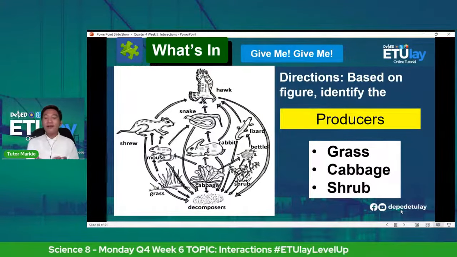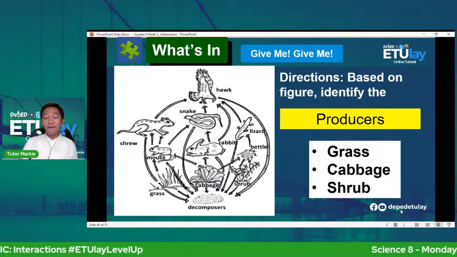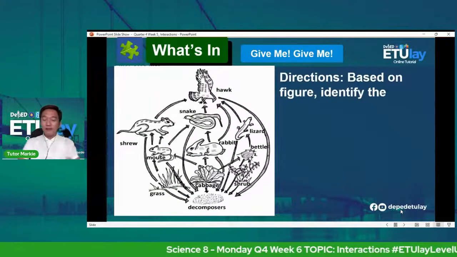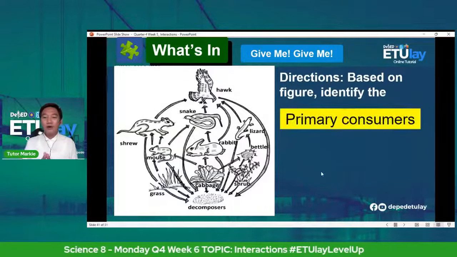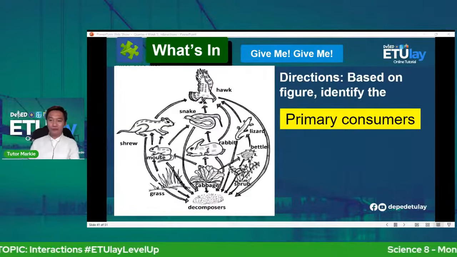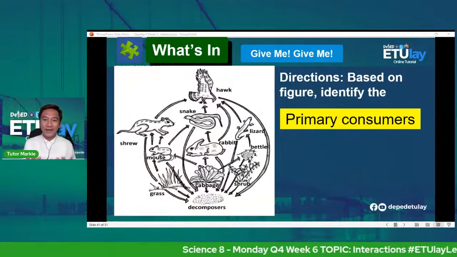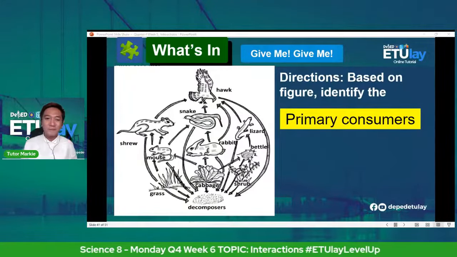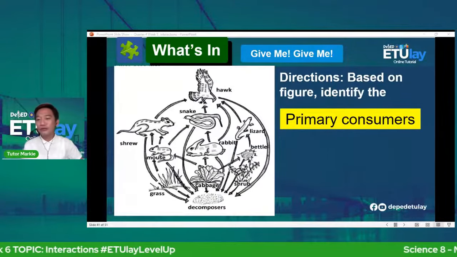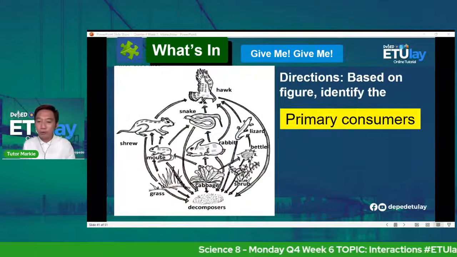They are the producers kasi sila yung mga nakakakuha ng pinakamadaming energy from the sun. Okay, second one, identify the primary consumers using the same figure. Which one of these do we consider as the primary consumers? Yung unang nakinabang sa ating mga producers.